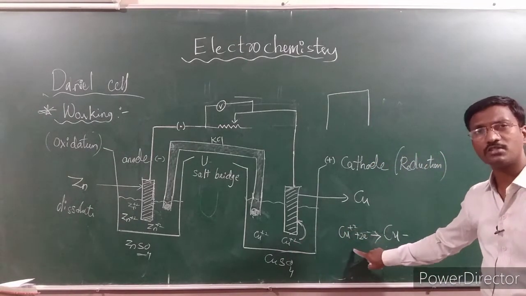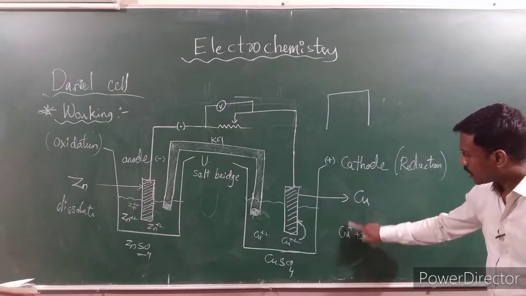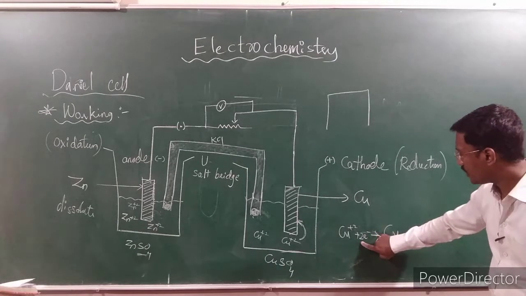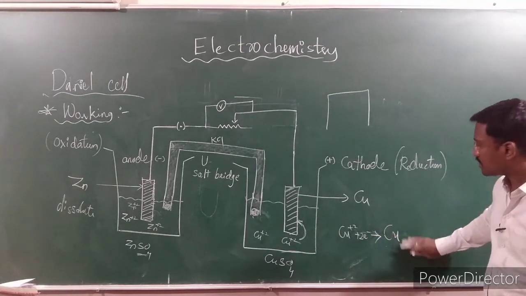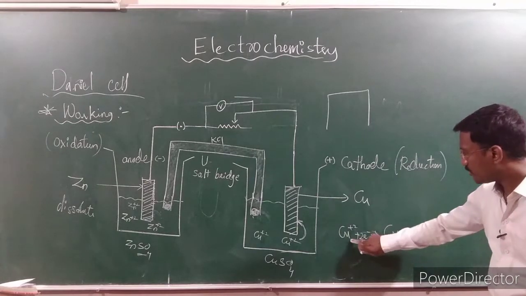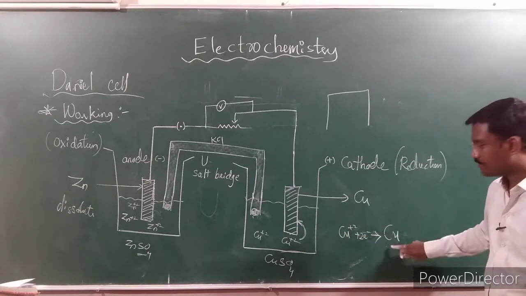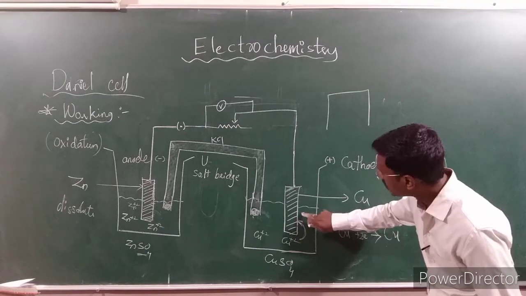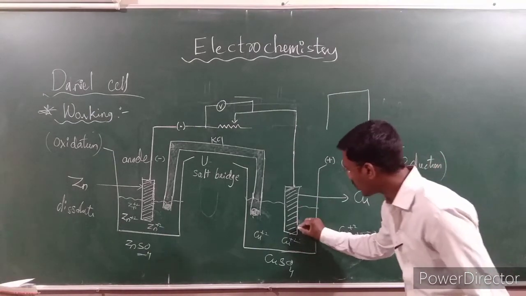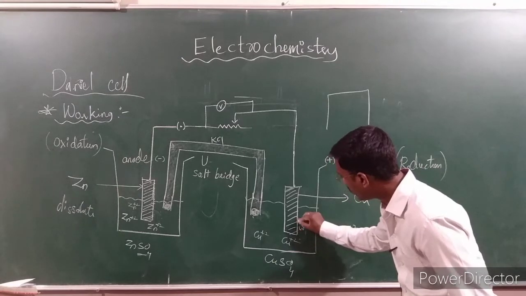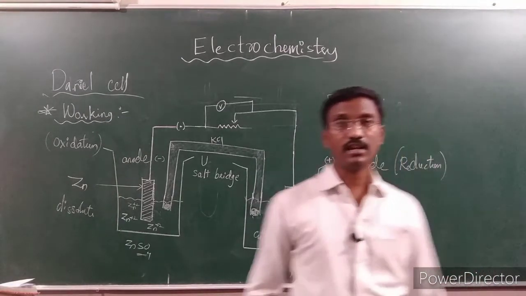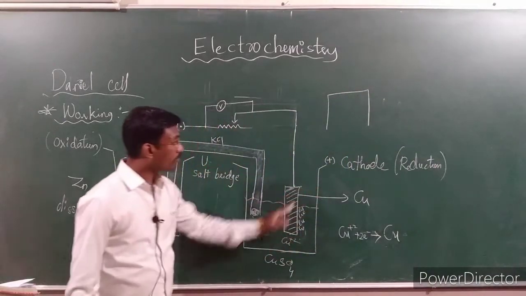Why? Because it lost electrons initially. Therefore, it is going to receive the 2 electrons. After receiving the 2 electrons, that copper becomes neutral. Here copper carrying +2 charge, after receiving 2 electrons, it becomes neutral. That neutral copper is going to deposit on the copper rod. Therefore, copper metal is deposited on the copper rod.